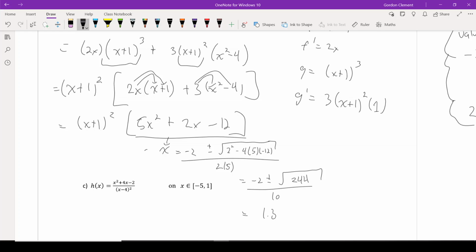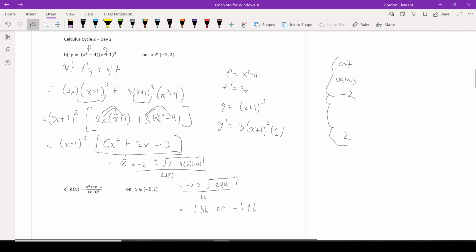And we get 1.36 or negative 1.76. And let's not forget we also have x equals negative 1 from that first term that we factored out. And lucky us, all of those are on our list, or in our interval.